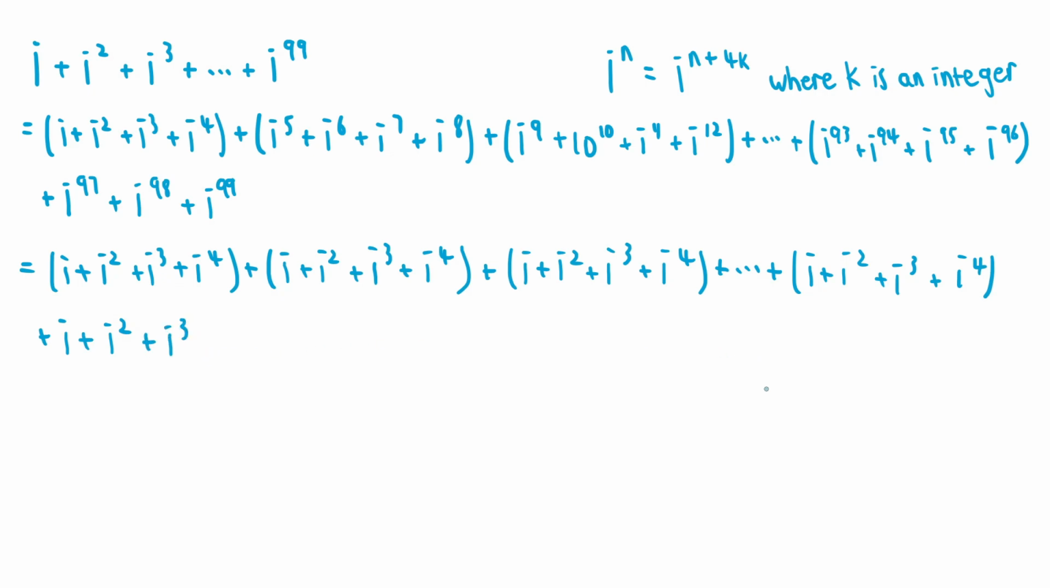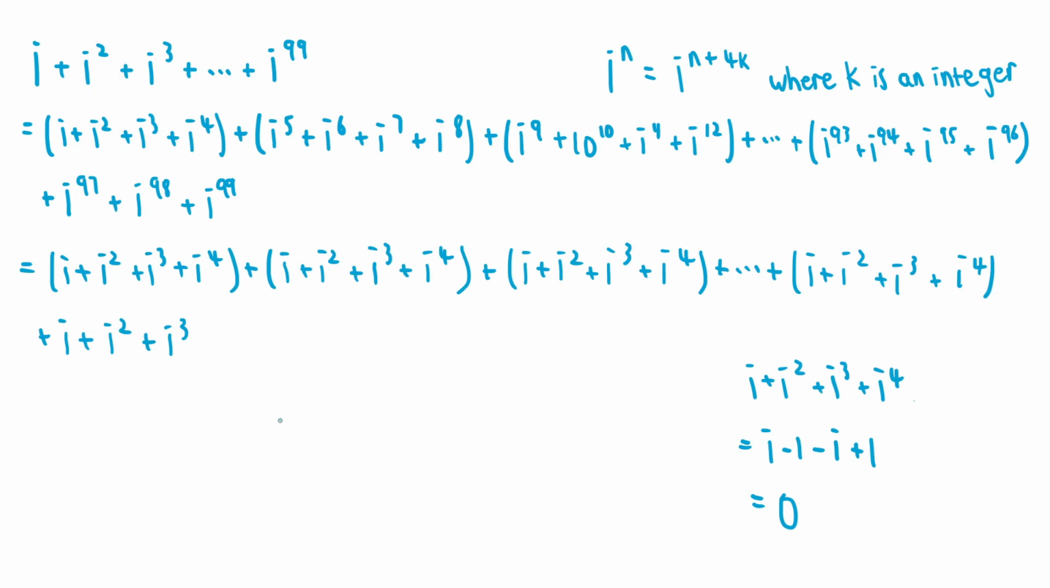So let's think about what i plus i squared plus i cubed plus i to the 4 is equal to. The first term i can stay the same, but i squared is equal to -1, i cubed is equal to -i, and i to the 4 is equal to 1. So this is equivalent to i minus 1 minus i plus 1. This can be simplified to 0. So i plus i squared plus i cubed plus i to the 4 is equal to 0.